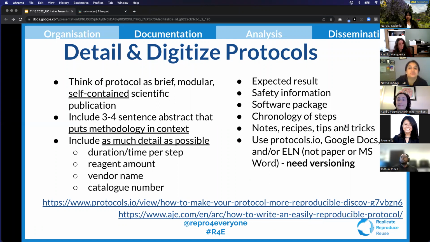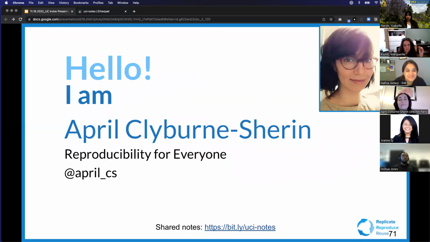Protocols.io is a great resource, as are Google Docs and electronic lab notebooks. So you have this sort of versioning, tracking of your protocol as it's getting updated and changed. I also just wanted to mention there are protocol journals available, like JoVE and Bio-protocol, that also include some of this information in terms of getting protocols up and going. Okay, so I'll pass it back to April now.